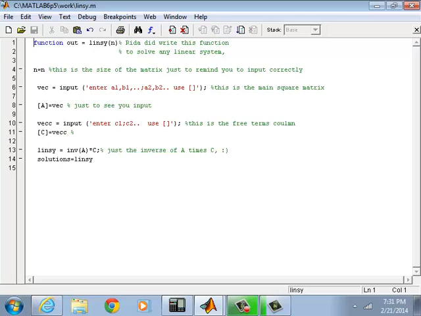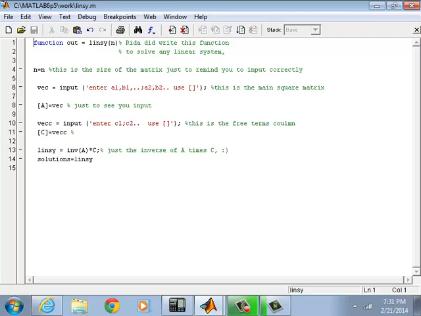If you put z, w, any size. If you are looking for x and y, two unknowns, then we need to deal with a 2 by 2 matrix. Three unknowns, 3 by 3 matrix, and so on. Anyway, function out, call it linsy. N is the size of our matrix, which is the number of unknowns. If you are looking for x and y, n in this case should be 2.